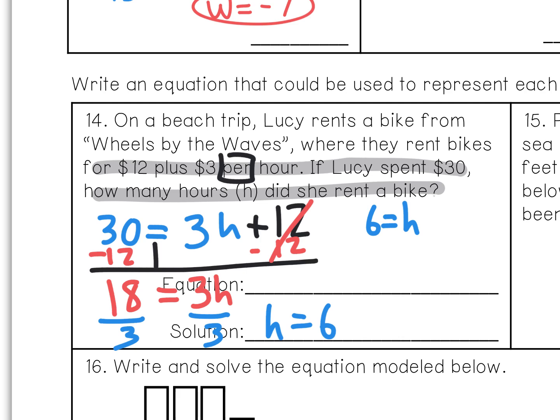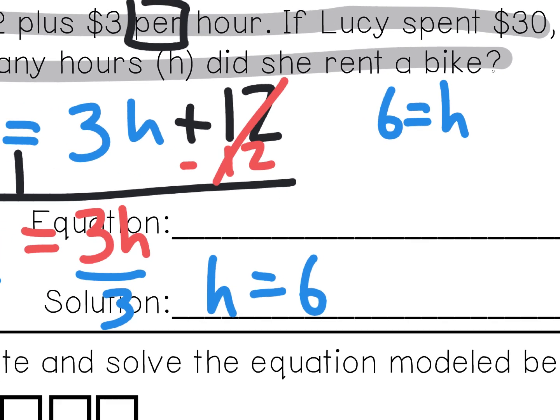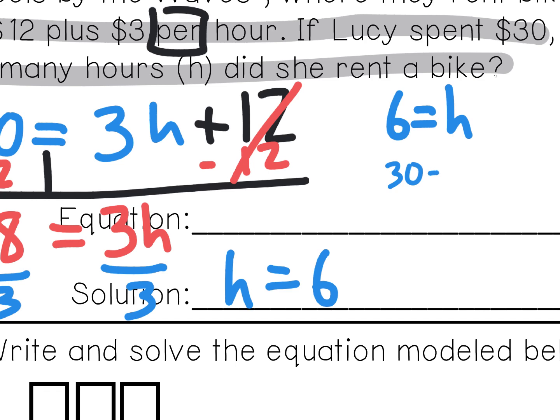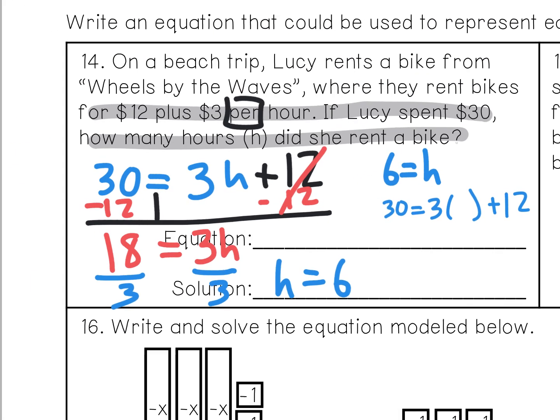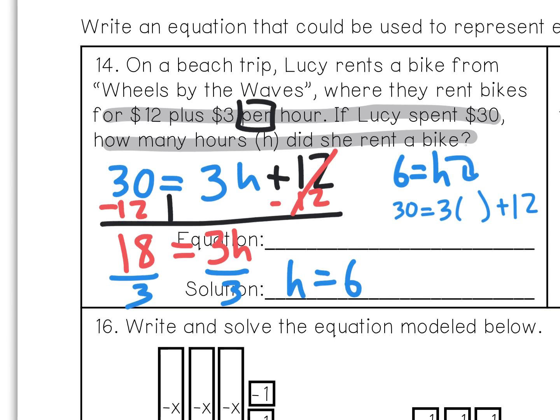Okay, but let's plug it back in. I know we don't have a ton of space. 30 equals 3 times parentheses plus 12. Okay, what am I going to put into the parentheses? 6, because that is H. So what's 3 times 6 plus 12? 30. So it's good. Okay?